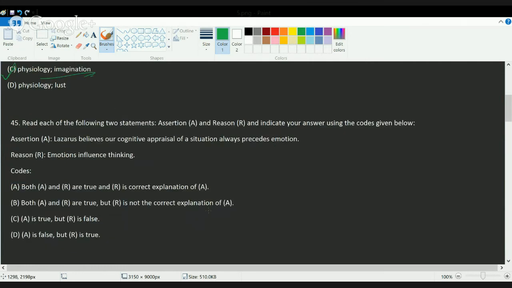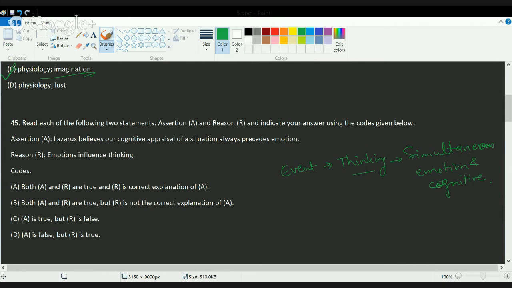The next question is on the Lazarus cognitive appraisal theory. We'll be covering this theory in depth when we cover the details on the various topics of psychology. So what did Lazarus basically talk about? Lazarus said that when there is an event, you try to think about that event. Okay, and then there is a simultaneous emotional response and a cognitive response.